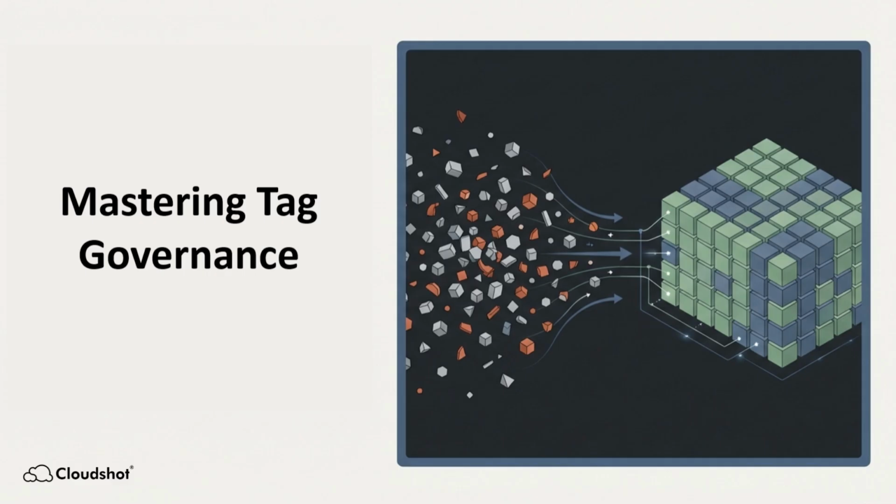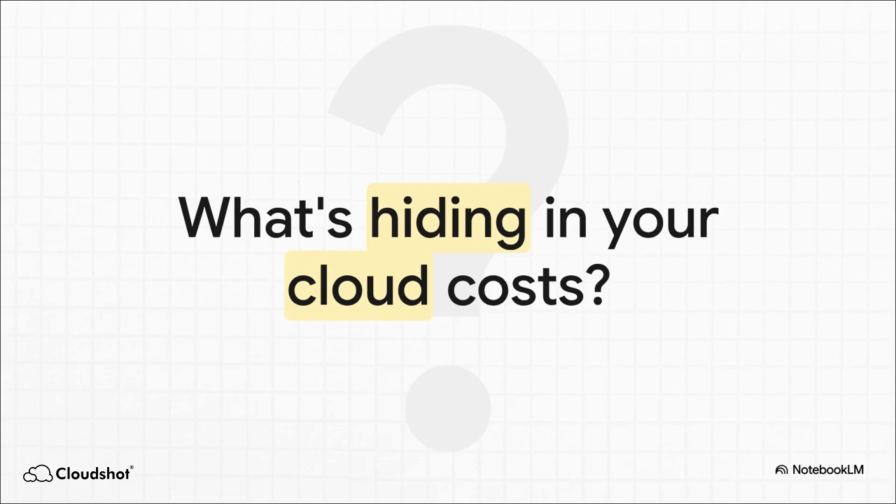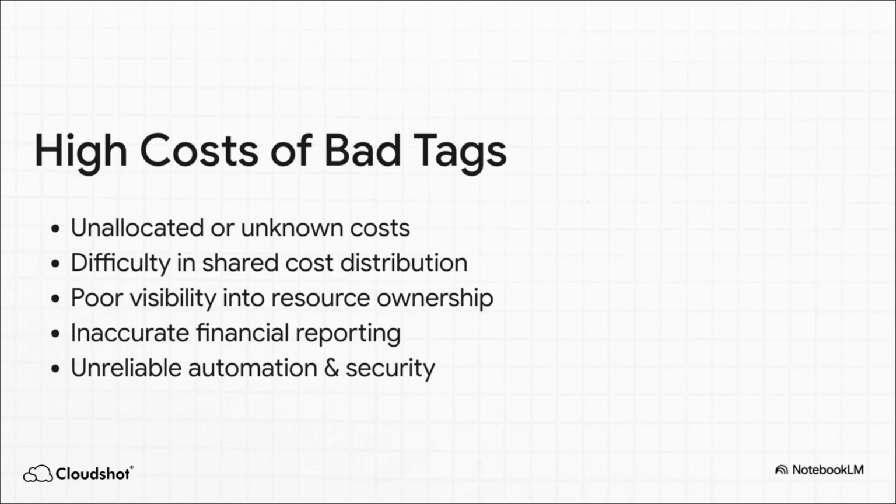Think about your last cloud bill for a second. Could you honestly account for every single dollar? Or were there these mysterious, unallocated costs just kind of lurking in the shadows? Nine times out of 10, you know what the culprit is. It's something so simple, but it's everywhere. Bad tagging.